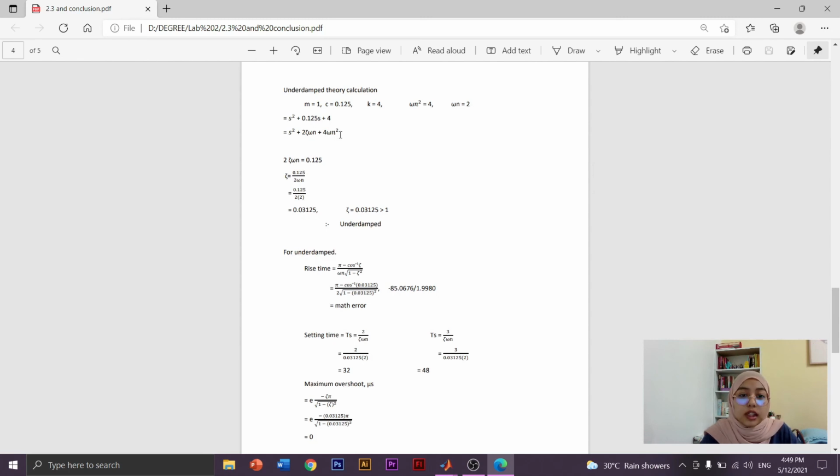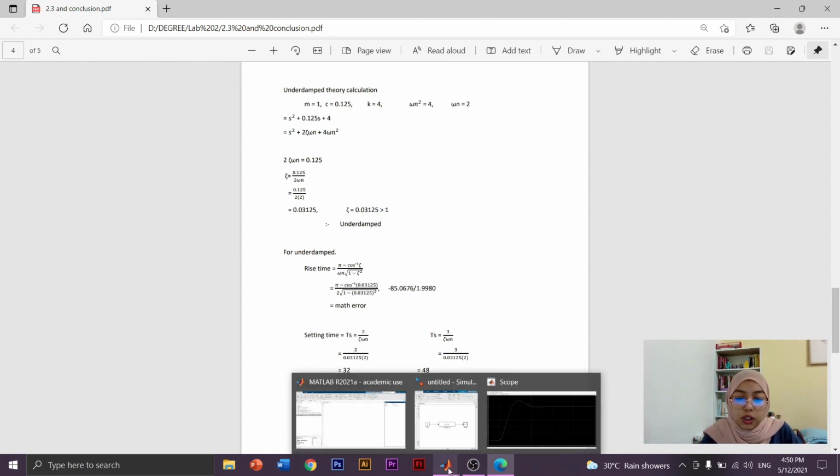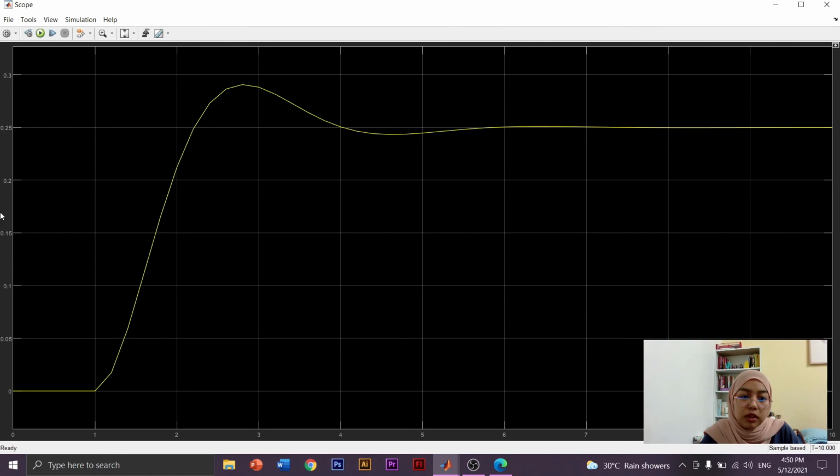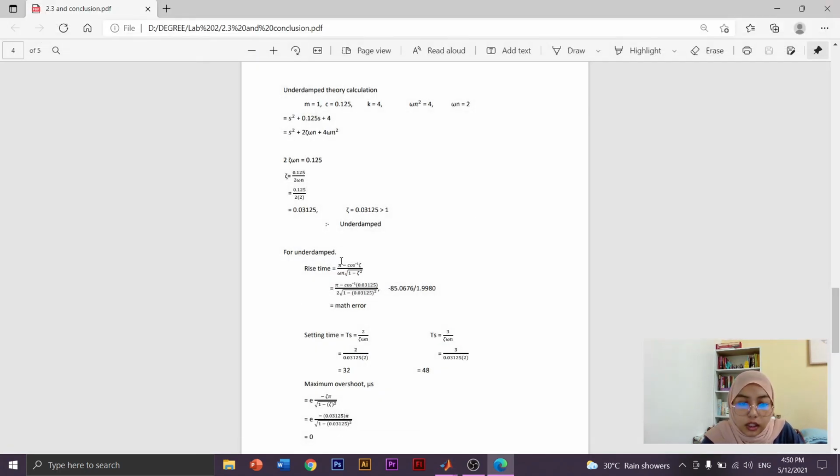And for the underdamped case, I calculated 0.03125, which is smaller than 1, so it is underdamped, and it shows us that the theory and the calculation match the simulation that we already did. This is successful because we got the same result as the calculation that I already calculated.